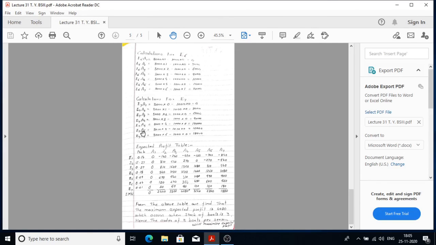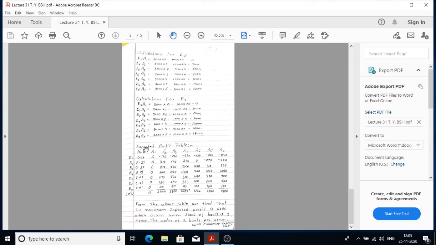E7 A6 is nothing but 3000 into 5. Because we have 5 boats in our stock, though the demand is for 6 boats, we can give 5 boats. So 3000 into 5 becomes 15,000. E7 A7. Stock of 6 boats and demand for 6 boats. So 3000 into 6, that is nothing but 18,000.